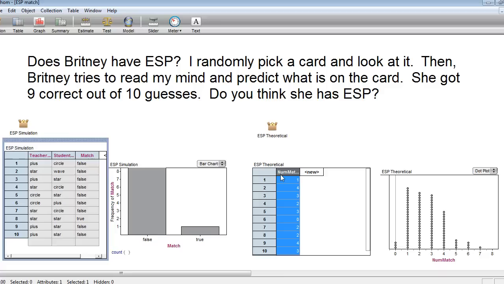And the number of trials is fixed at 10 trials, and we're looking for the number of successes, in this case 9 successes out of the 10 trials.